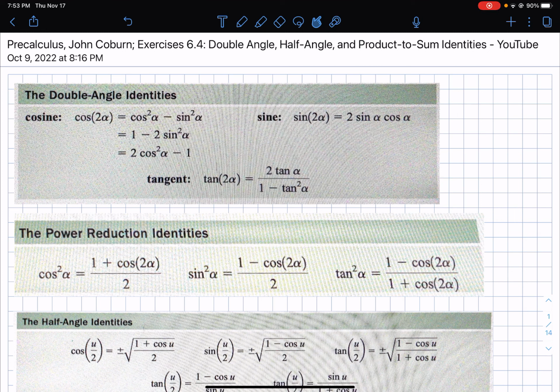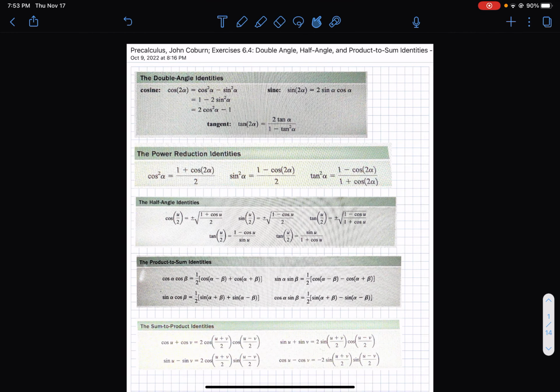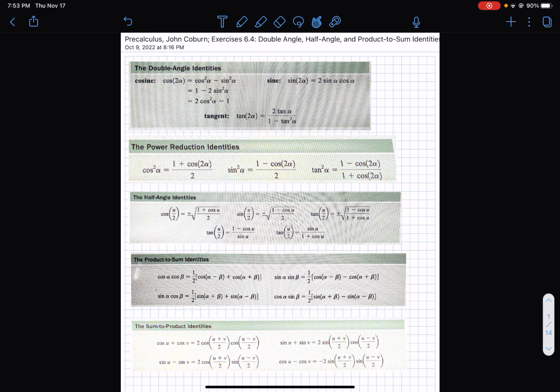In this video, we will be having a walkthrough on exercises 6.4. It basically talks about double angle, half angle, and product to sum identities. So these are the formulas that you have to take note of. These are basically clips from the textbook of Mr. John Coburn's Precalculus.